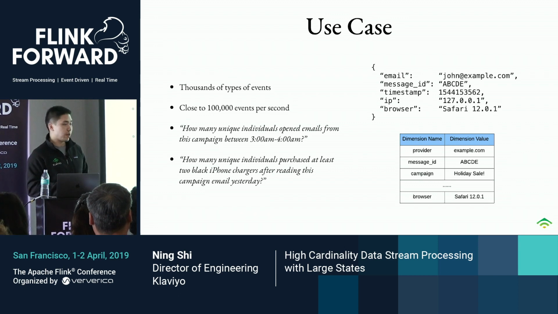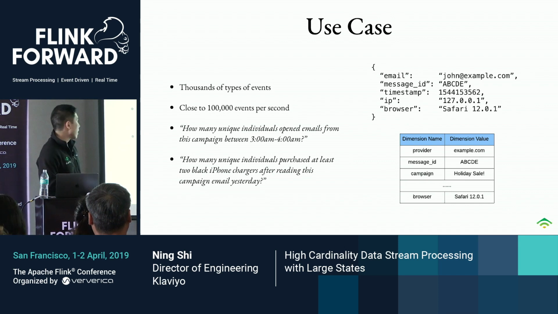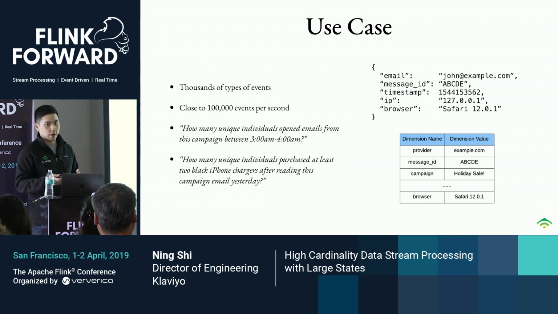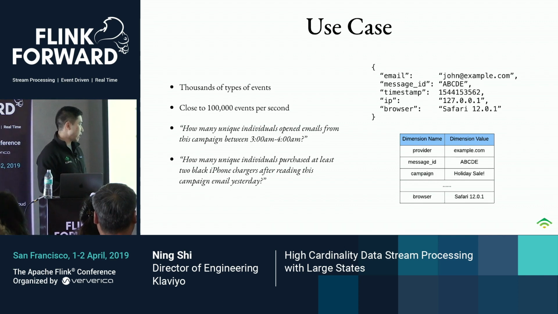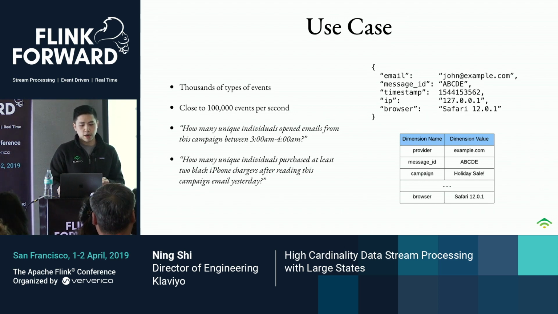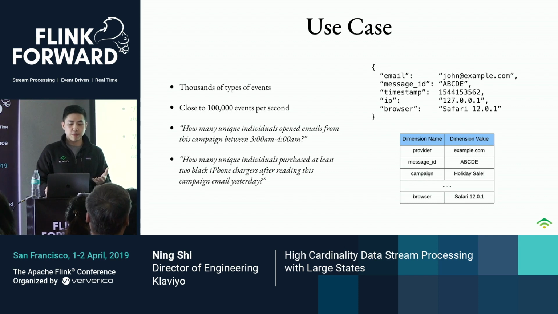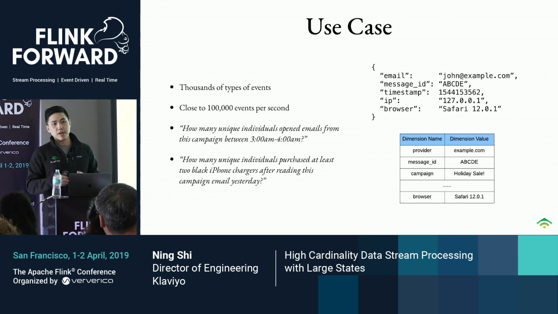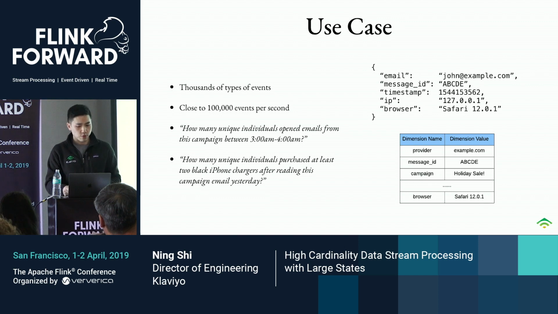But by doing the real-time analytics, the type of questions that we can answer for our customers is things like this. How many unique individuals open emails from this campaign between 3 a.m. and 4 a.m.? Or another question that you can ask on Klaviyo is, how many unique individuals purchased at least 2 black iPhone chargers after reading this campaign email yesterday? As you can see, these are pretty deep analytics questions, and it involves not just one type of event, but many different types of events through a period of time. We have to connect the dots together, and then we are able to answer questions like this.